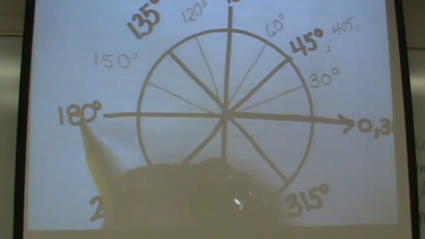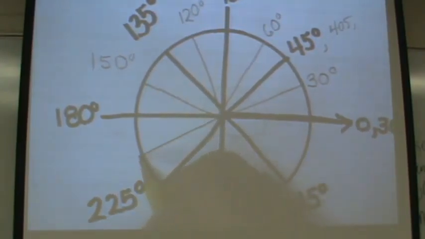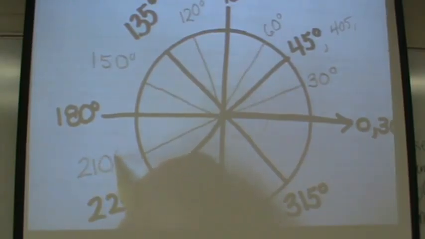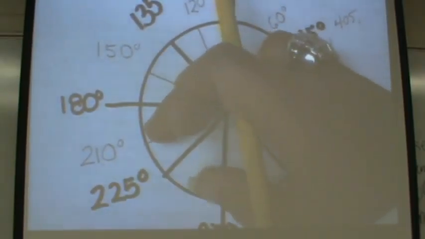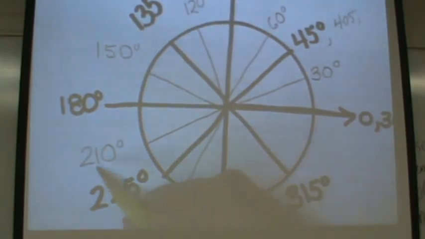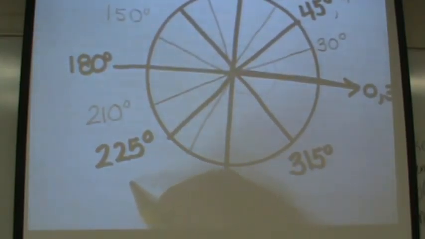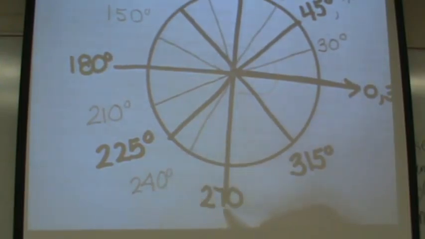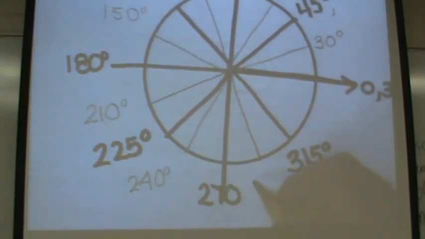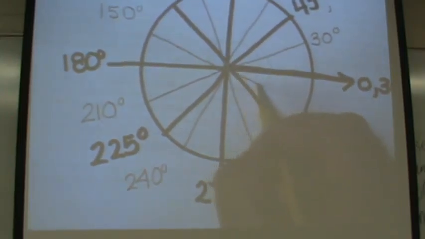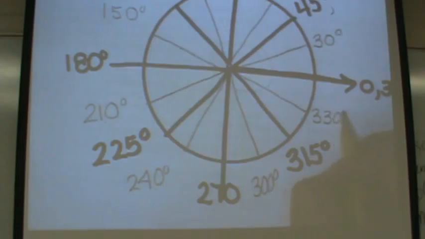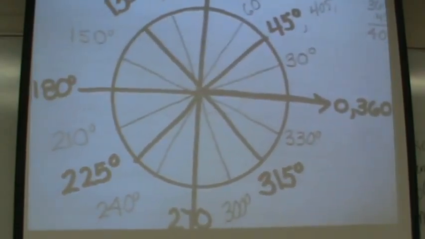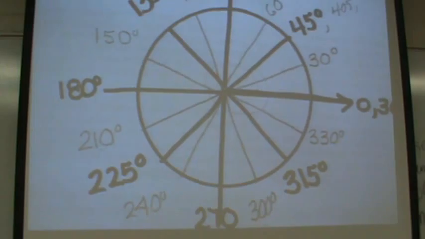What's 30 plus 180? 210. 210 plus 30. 240. Add 30 to 240. 270. Add 30 to this. 300. Add 30 to this. 330. And add 30, you get 360. You have to know these angles.